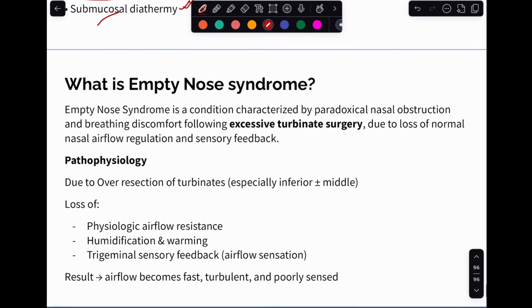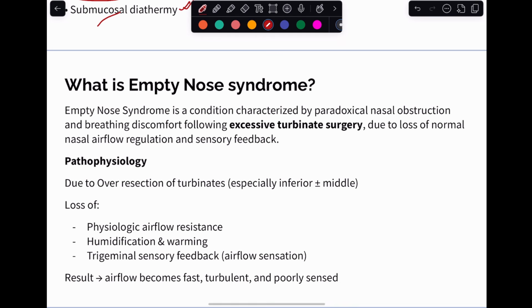And the last question for today is: what is empty nose syndrome? This is a complication that you usually see after turbinate surgery, if the turbinate has been removed excessively. It is a condition characterized by paradoxical nasal obstruction and breathing discomfort following excessive turbinate surgery or turbinate removal. This leads to the loss of normal nasal airflow regulation and sensory feedback. So, despite the space being created in the nose, the patient will complain of paradoxical nasal obstruction.